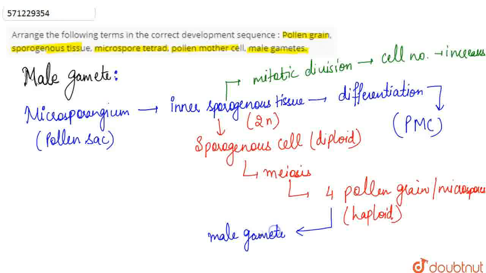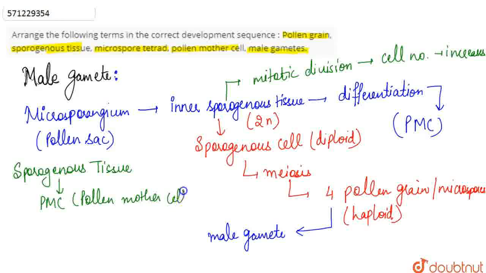Male gamete develops. So we can say that the correct sequence here will be that first will be the sporogenous tissue, which differentiates to form the pollen mother cell, or the PMC. And then this pollen mother cell gives rise to the four haploid microspores. So that is known as the microspore tetrad.